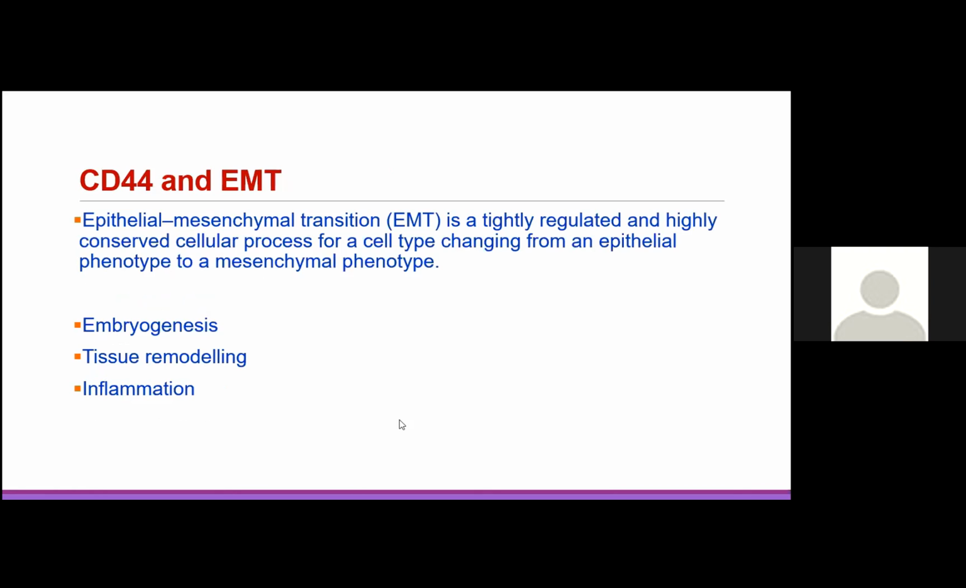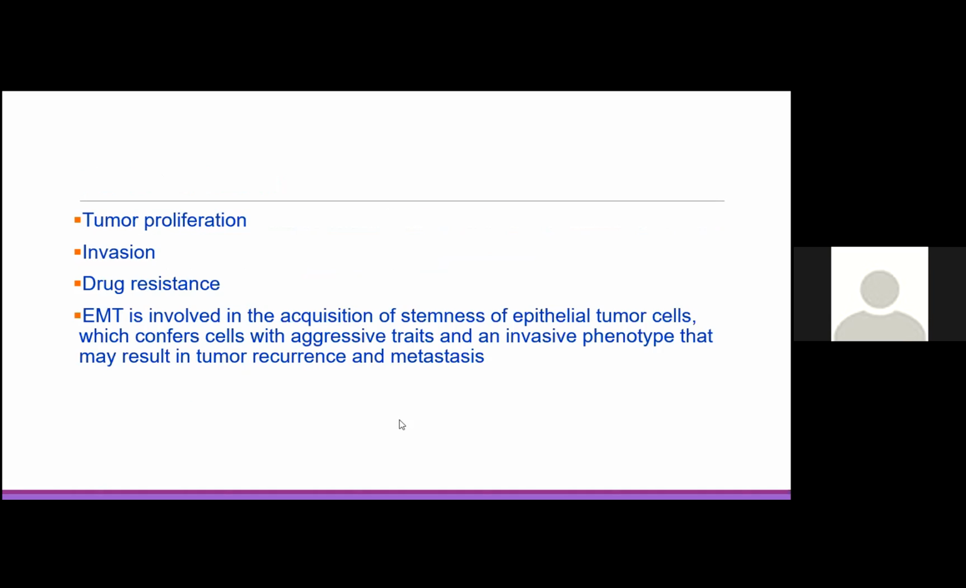Epithelial mesenchymal transition. Epithelial mesenchymal transition is a very important topic. It is a tightly regulated and highly conserved cellular process for a cell type changing from an epithelial phenotype to a mesenchymal phenotype. Now, epithelial mesenchymal transition is seen normally in embryogenesis, tissue remodeling, inflammation, tumor proliferation, invasion, drug resistance.